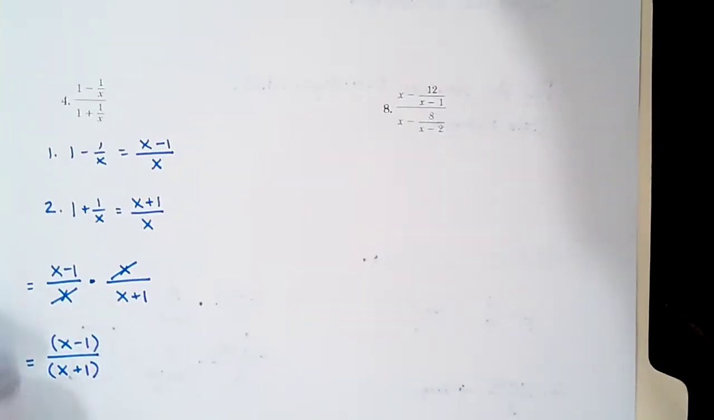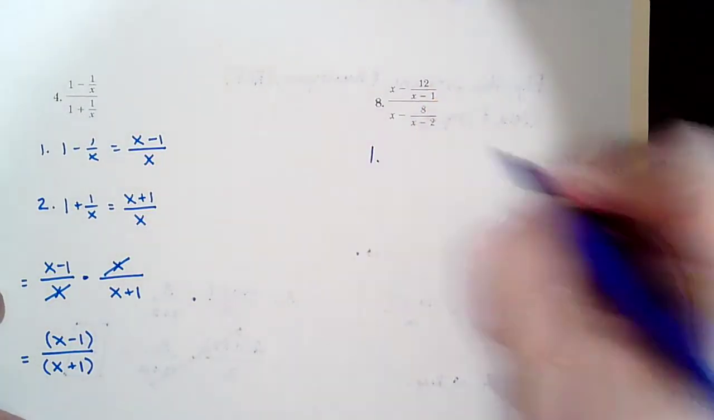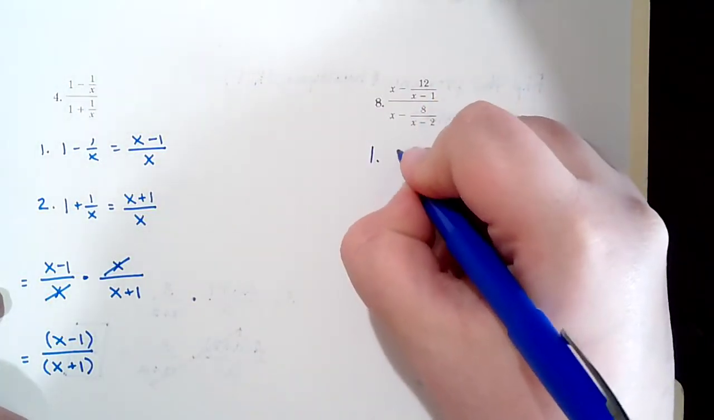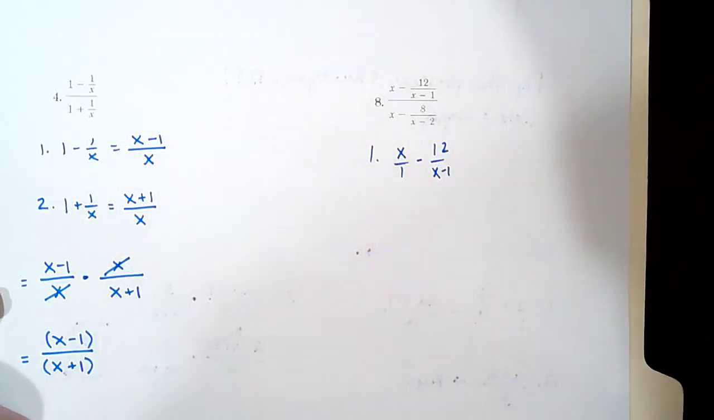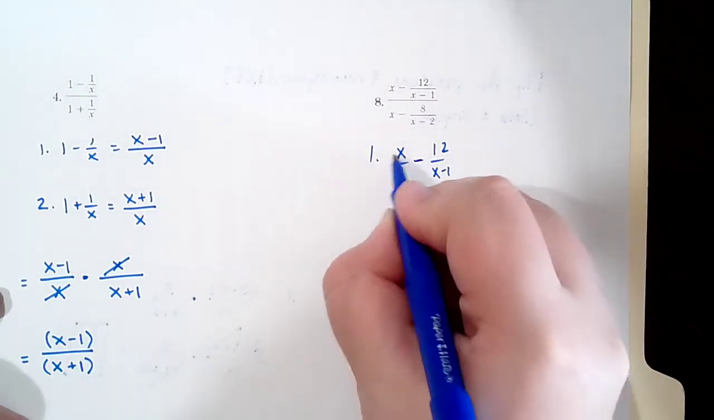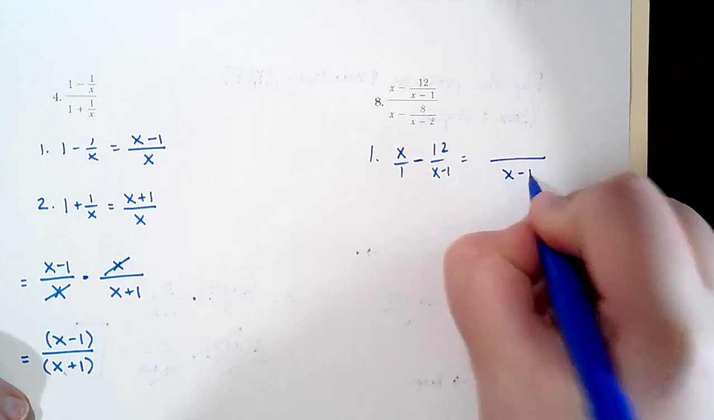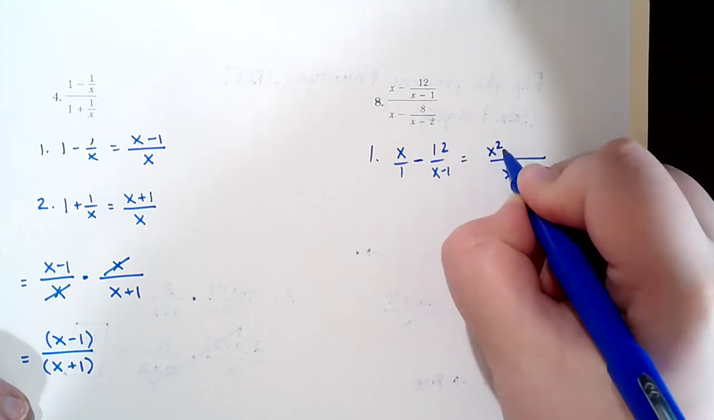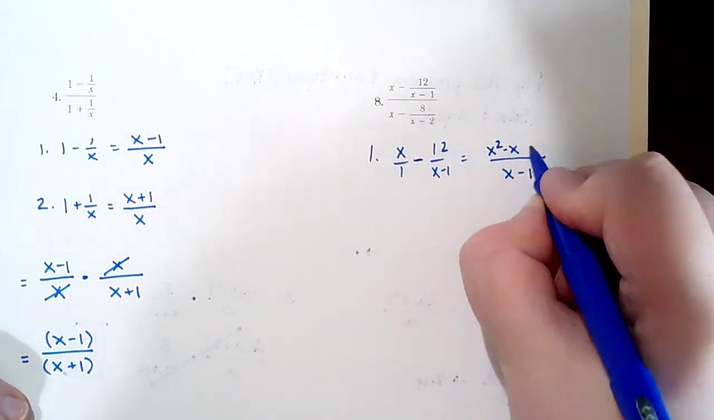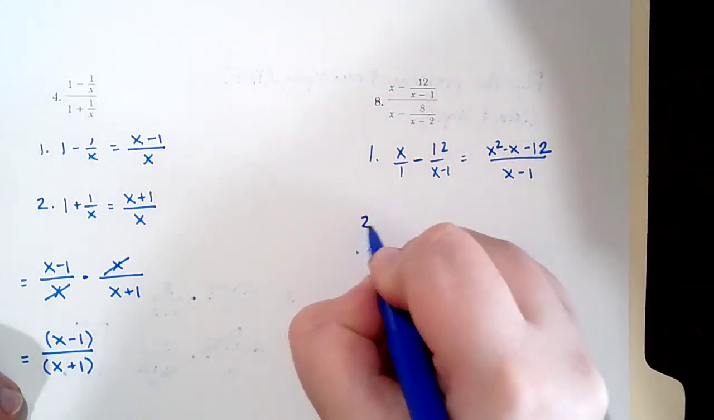All right, moving on, last one here. This one probably looked the most intimidating, but it isn't. Don't freak out. First, simplify the same way you have been. You've got x over 1 minus 12 over x minus 1. We know from our last video we're just going to multiply this side by x minus 1 because our LCD is x minus 1. So on the left, we're going to get x squared minus x minus the right, which is minus 12. No freak out there.